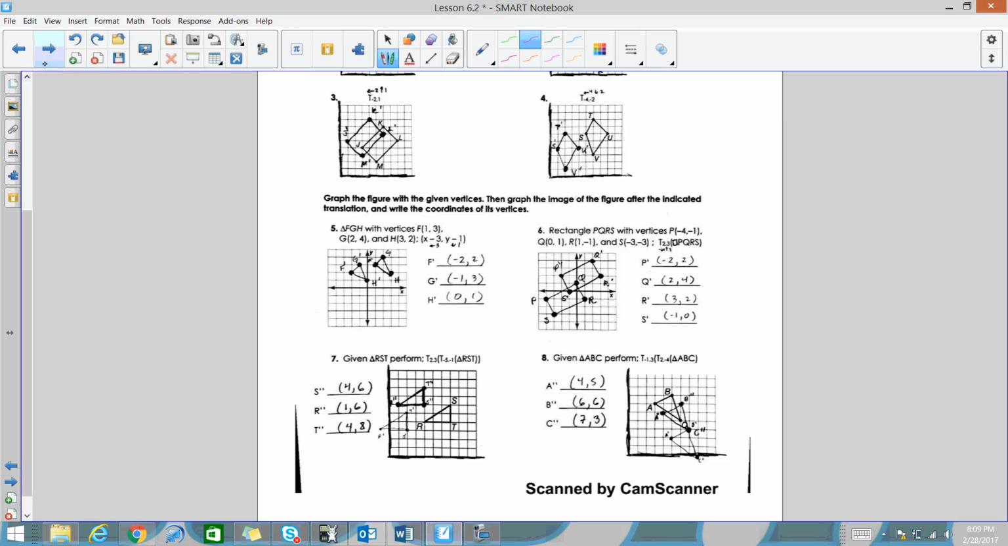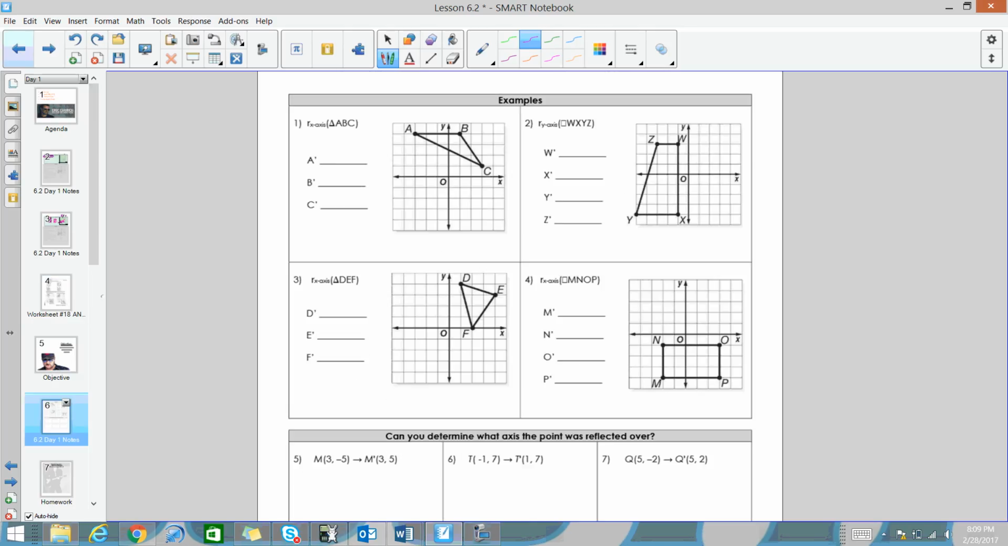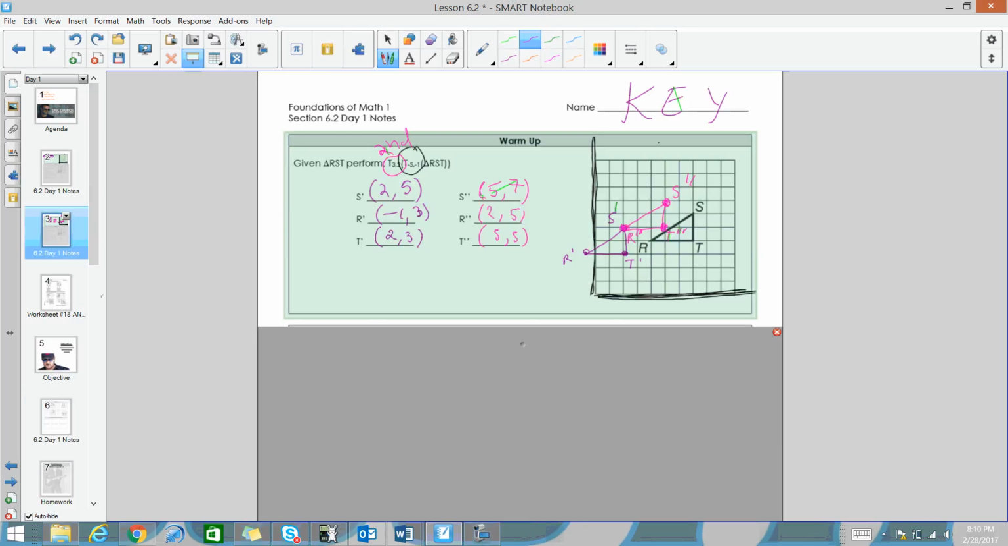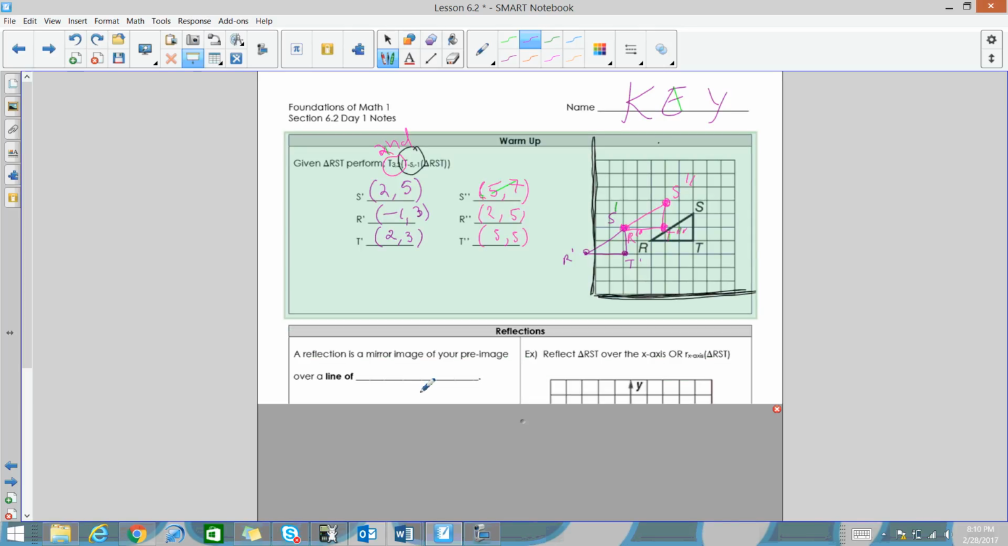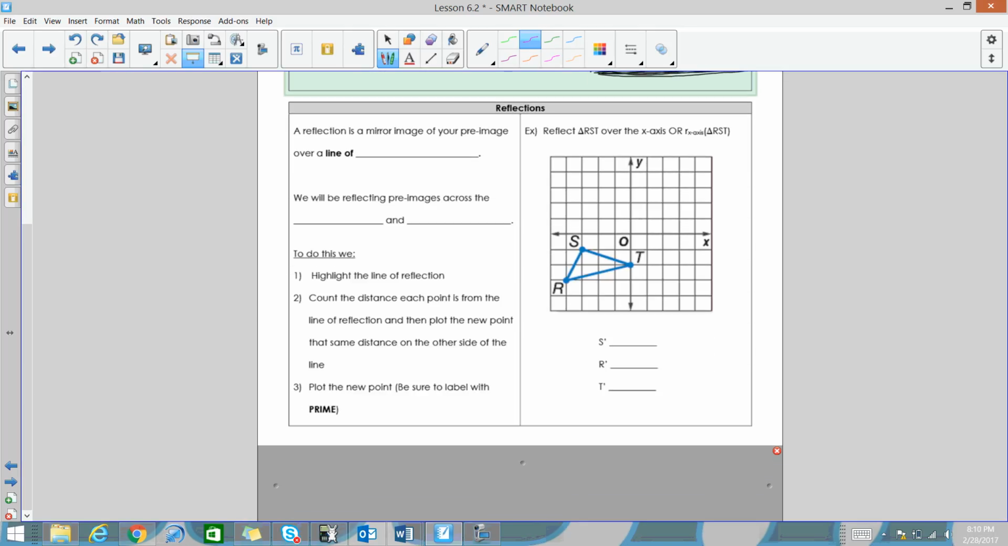But today we're going to do day 1 of, where is it? Nope, wrong page. Sorry. Right here. We're going to do day 1 of translations, or sorry, reflections. So on your notes, here we go. These are your notes right here. A reflection, and that's what we're going to be talking about today, is a mirror image. It's literally you looking in a mirror at your pre-image over a line, and we call this reflection.